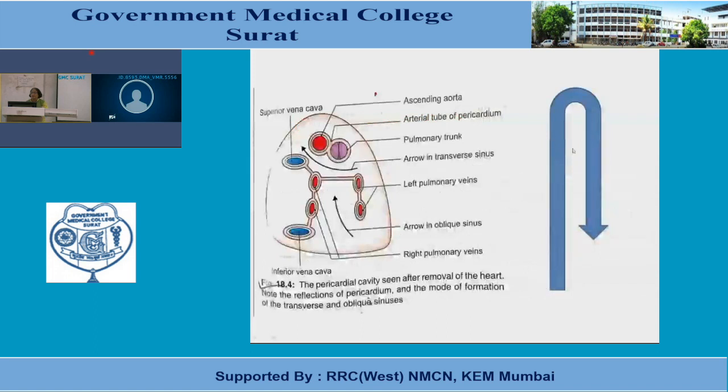We can see here the inverted J, right? So the short vertical limb of the inverted J is formed by the left pulmonary veins, superior and inferior respectively. Now the long vertical limb of the inverted J is formed by the superior vena cava, superior right pulmonary vein, inferior right pulmonary vein, and inferior vena cava. Okay, so I hope you understand nicely.